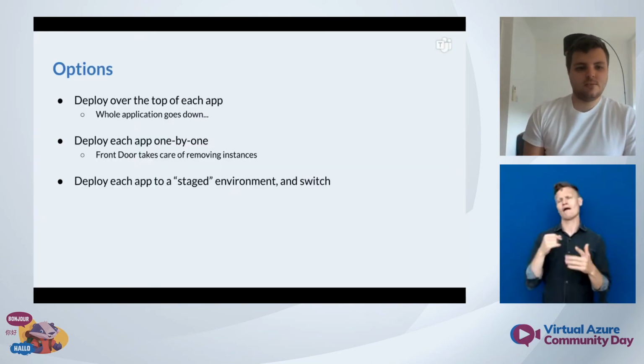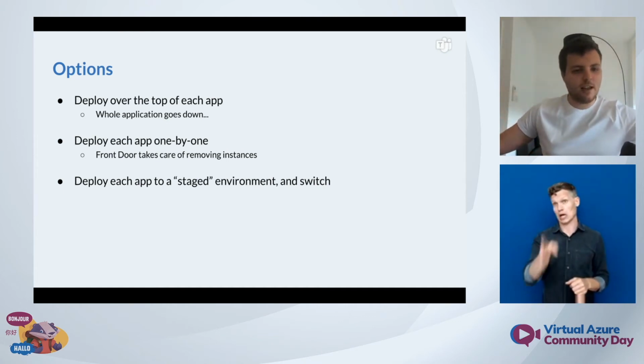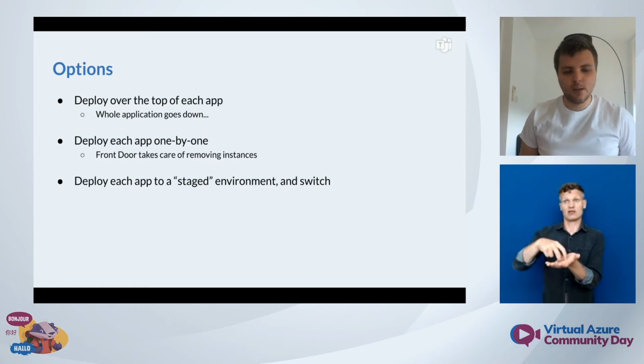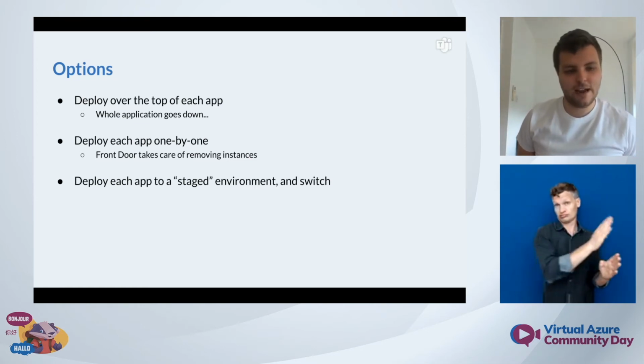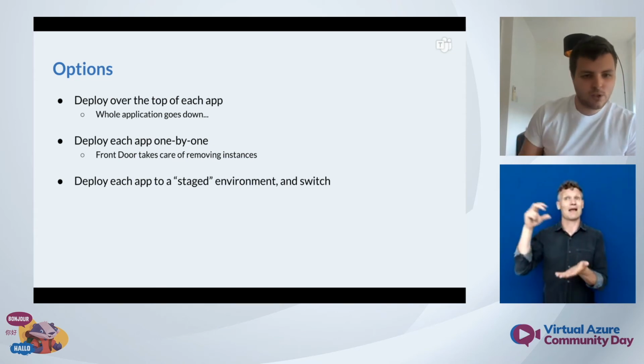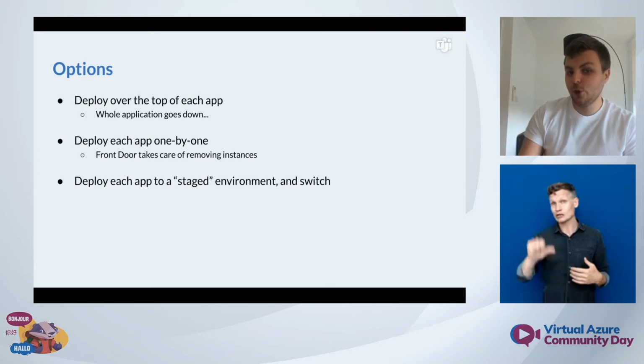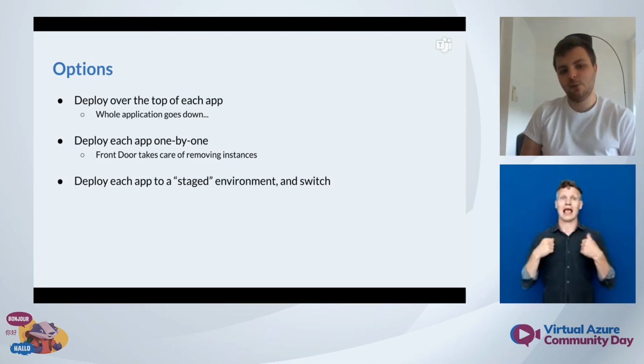You could just deploy straight over the top of each application that you've got running everywhere in the world. But that means every time you do that, the whole application goes down. But maybe that's not such a bad thing, because Azure Front Door will automatically health check that app. And if it realizes, okay, that app's gone offline, it will automatically take it out of the pool for you.